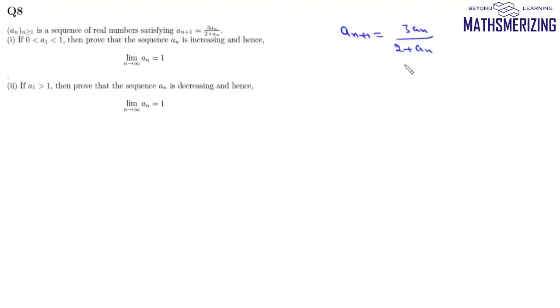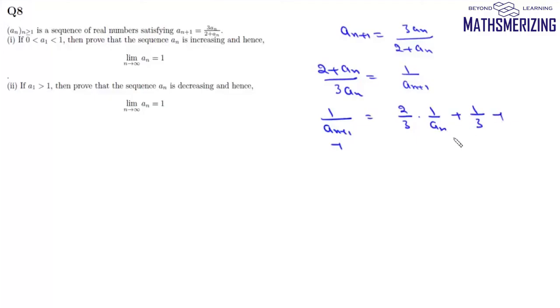Now what we'll do is, we can write this as (2 plus a_n) upon 3, and it'll be equal to 1 upon a_(n+1) upon 3a_n, which we can write as 1 upon a_(n+1), and it'll be 2 by 3 times 1 upon a_n plus 1 by 3, and if we take minus 1, we can write this as 1 upon a_(n+1) minus 1, and it'll be equal to 2 by 3 times 1 upon a_n minus 1.